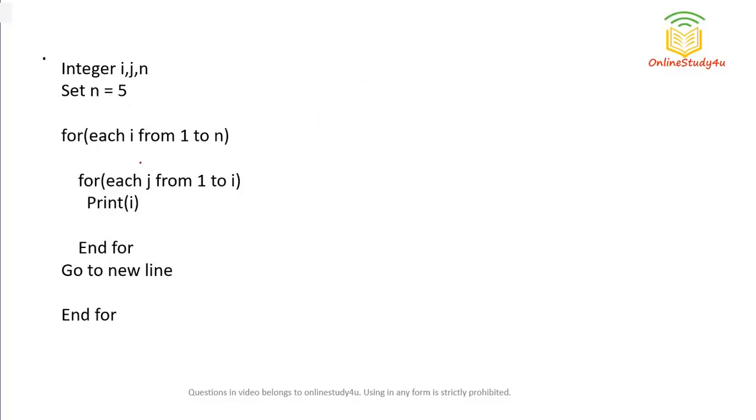Here's our next question. We have three integers i, j, n. We are setting n equal to 5. Then we have two loops. The outer loop is from i equal to 1, less than or equal to 5, and the inner loop is from j equal to 1, less than or equal to i. First, j and i are both 1, so 1 less than or equal to 1 is true. So what will be printed? We are printing i. So 1 will be printed.